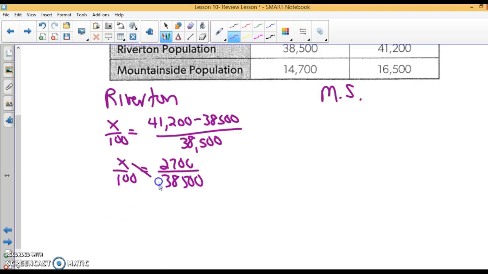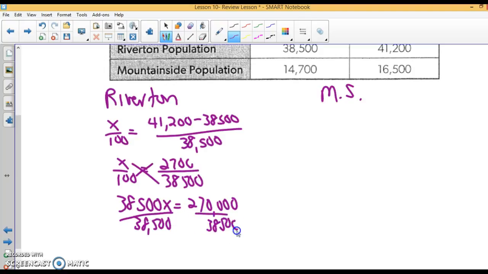Cross multiply, so I'll have 38,500x equals 270,000. Divide by 38,500. And you end up with x is 7.01%, and it's an increase. So that's Riverton. Let's do Mountainside.